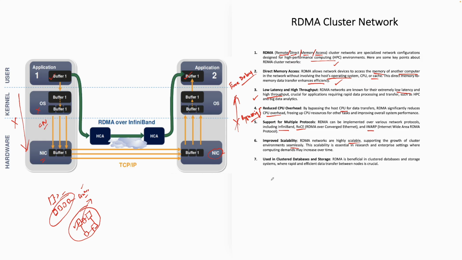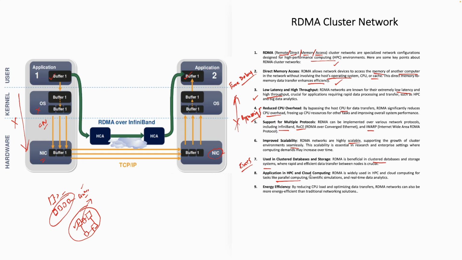So they are quite useful in cluster databases nowadays. With Exadata Cloud at Customer, with ExaCS, you will see that RDMA or RoCE is being utilized. So RDMA is beneficial in clustered databases and storage systems where rapid and efficient data transfer between nodes is crucial. Application in HPC and cloud computing, yes, they are being used in high performance compute and cloud computing. That's why we are studying this. It's widely used in HPC and cloud computing for tasks like parallel computing, right? And scientific simulations, real-time data and analytics.